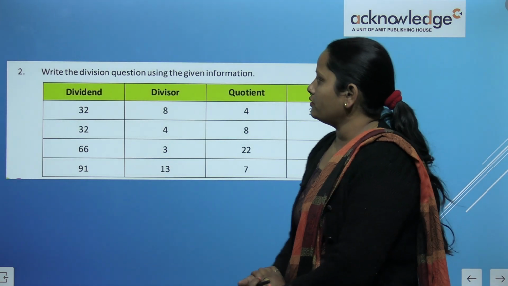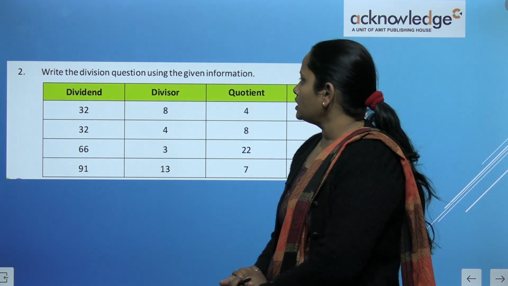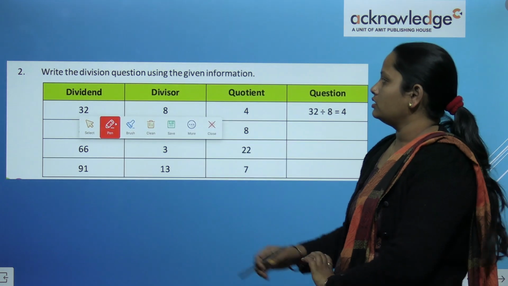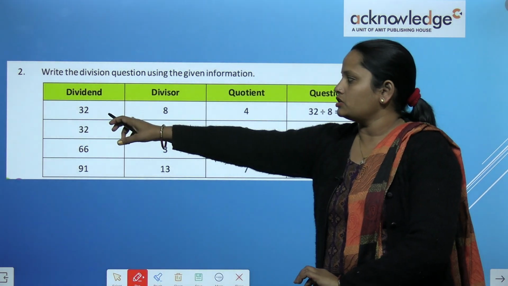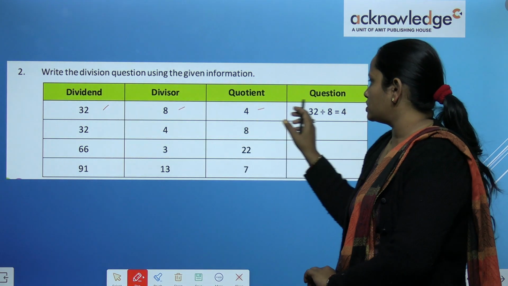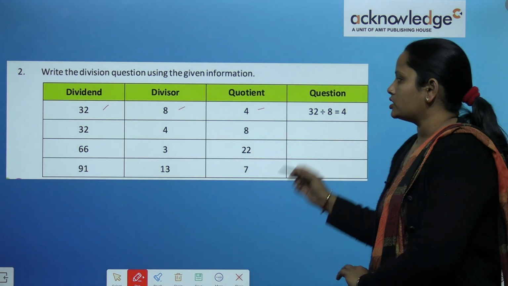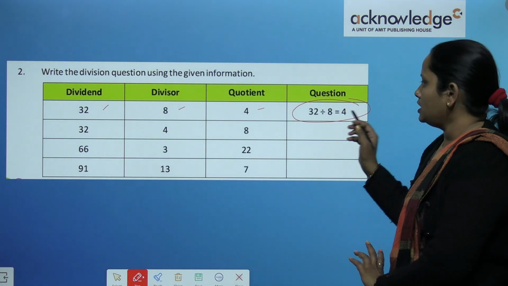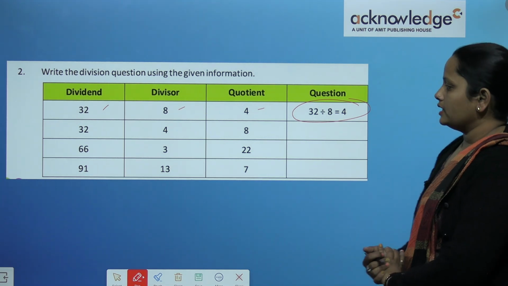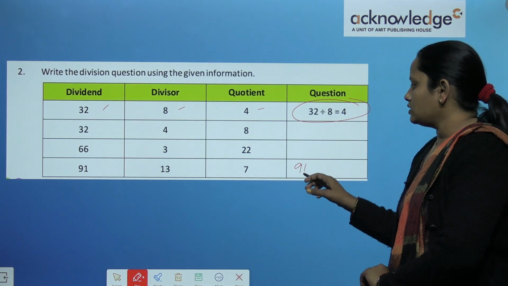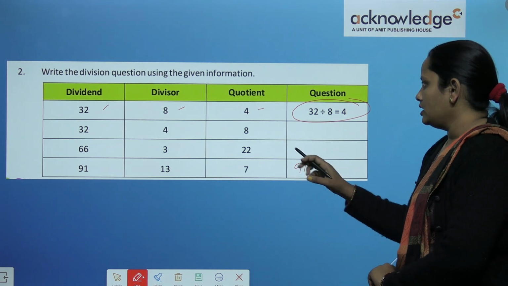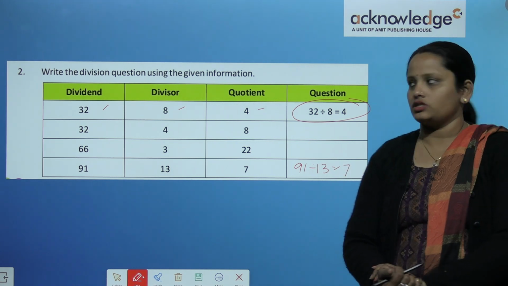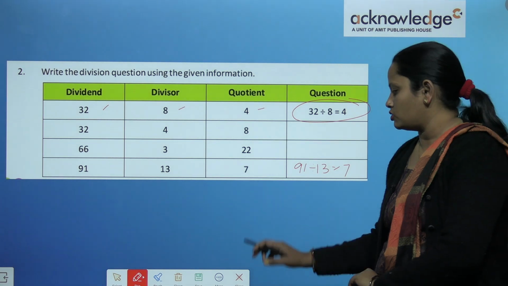Next is write the division question using the given information. So we have to use the information and write down the given division questions. So here this is dividend, divisor, quotient, and here is the question. So dividend divided by divisor is equal to quotient. So similarly, let's do the last one. 91 is a dividend. So dividend divided by the divisor and here is the quotient. I hope this is clear. Similarly, you have to do the rest.